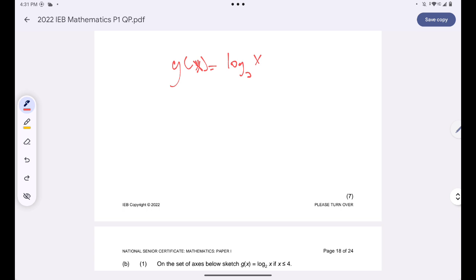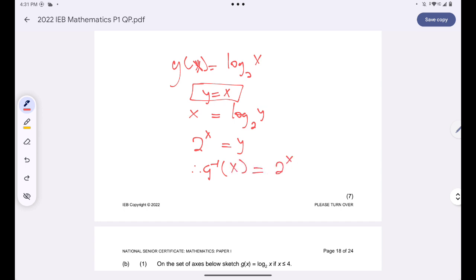For me to find the inverse of the graph, the inverse only happens on the line y is equal to x. All I need to do is just substitute. I'll have x here and I'll have log y base 2. For me to solve for y, I just need to remove the logarithm. How can I remove the logarithm? By taking 2 and making it the base on the other side, and then x will be the exponent. So y will be 2 to the power x. It simply means that the inverse of g of x is equal to 2 to the x.